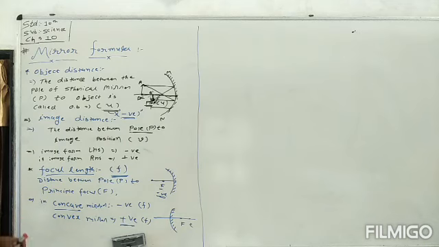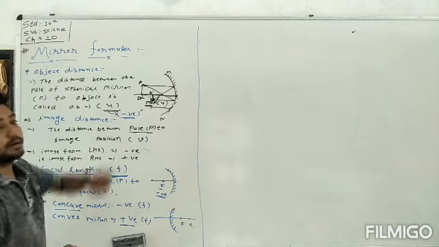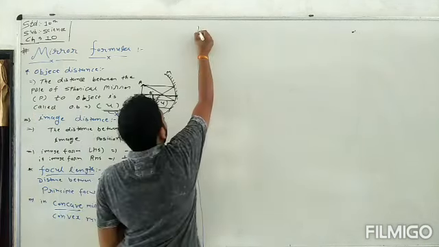Now we start our main mirror formula. The mirror formula is 1 by v plus 1 by u is equal to 1 by f. This is our mirror formula for spherical mirrors. v is called image distance, u is called object distance, and f is called focal length. Done.